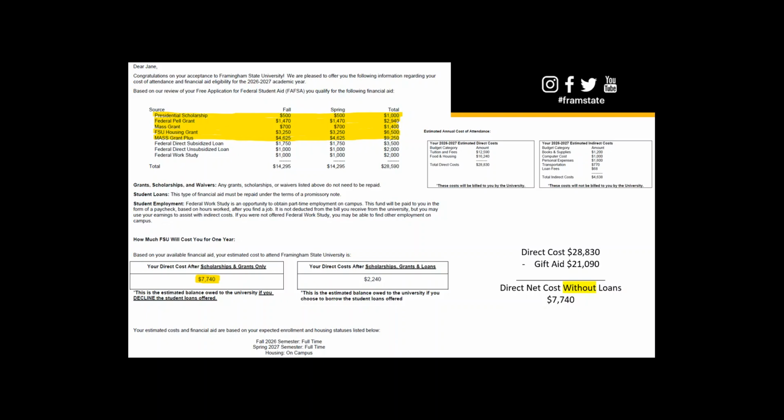So if you take the direct cost of $28,830 and subtract all of the gift aid that we offered, the net direct cost is $7,740. So if you only accept the gift aid, the free money, that is the net cost to attend. If you choose to accept the gift aid and the loan offer, the net direct cost is $2,240. So we do separate that out for you in our offer letter very clearly.